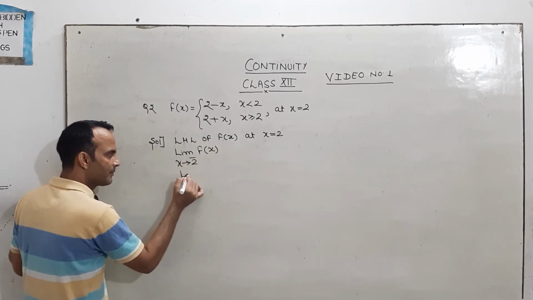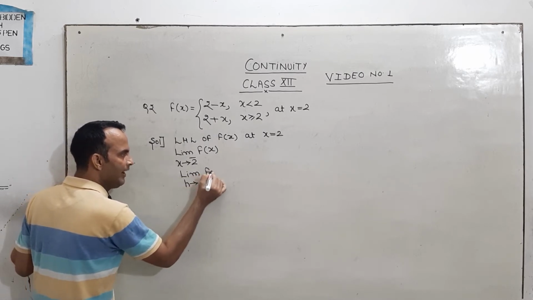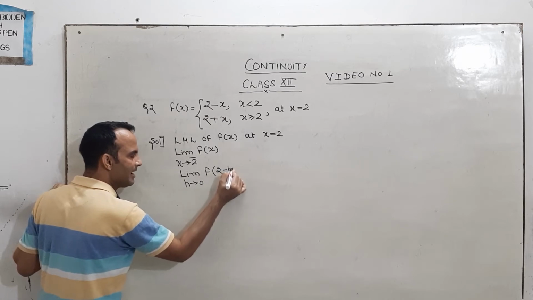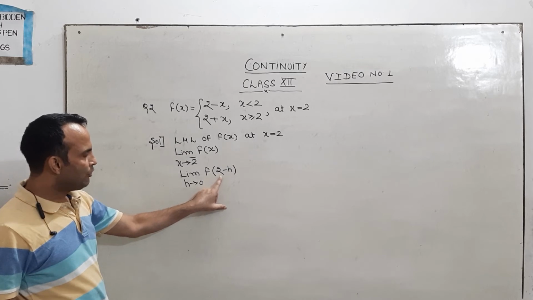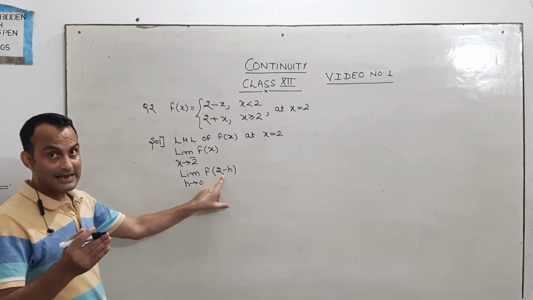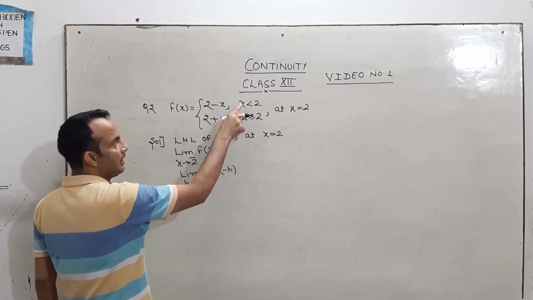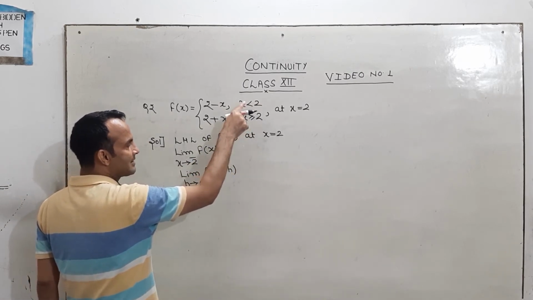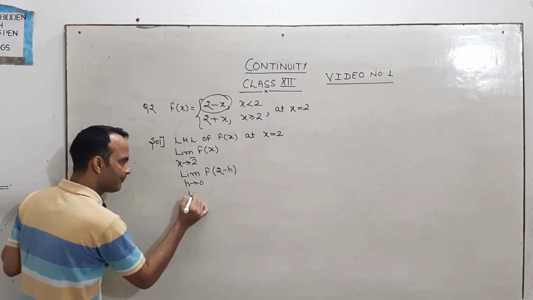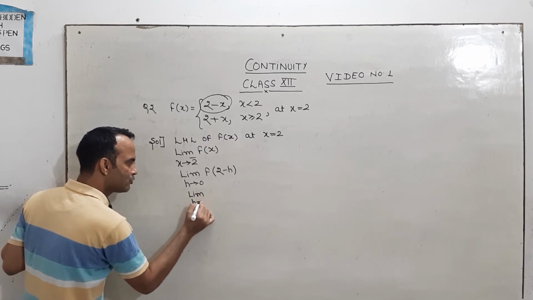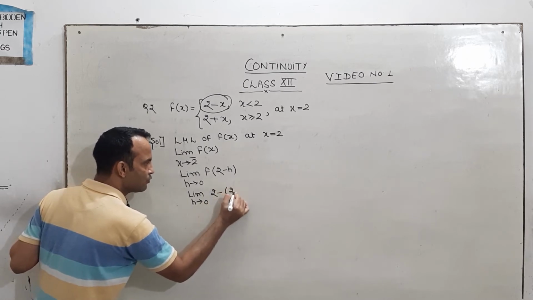In the next step, we have to write limit h tends to 0, f of a minus h, which means f of 2 minus h. Now see, f of 2 minus h means the value is less than 2, because 2 minus h means less than 2. Here you can see x is less than 2, so we have to select 2 minus x. Limit h tends to 0, 2 minus x, what is x? 2 minus h.